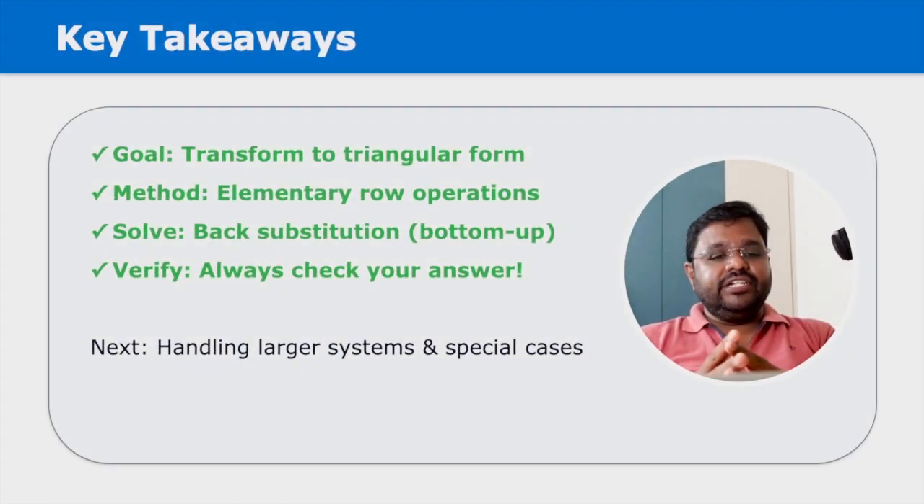So what we studied today is, our goal was to transform a given system to a triangular form. And the method we used is elementary row operations. We have studied there are three elementary row operations. Then we solved by back substitution from the bottom equation to the upper equation. Finally, we verified the solution. In the next lectures, we are going to handle larger systems and some special cases.